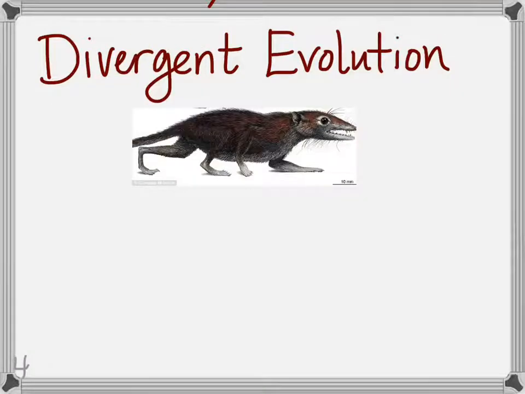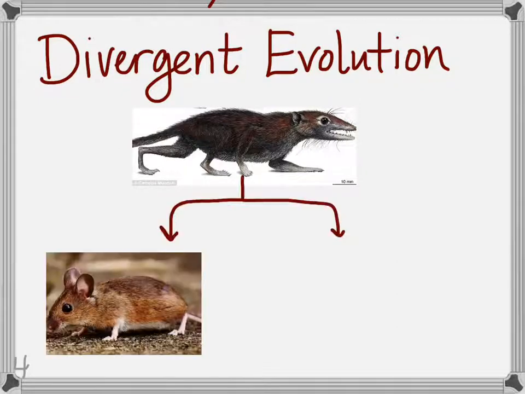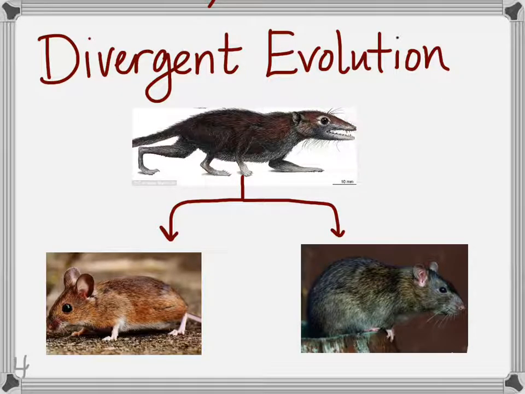Now, we've talked about common ancestors before, and we've discussed how sometimes two species arise out of one when speciation occurs. When we see two species become different from each other, we can say that they have diverged. This is called divergent evolution. They used to be one species, but they've become different as each adapted to their environment.